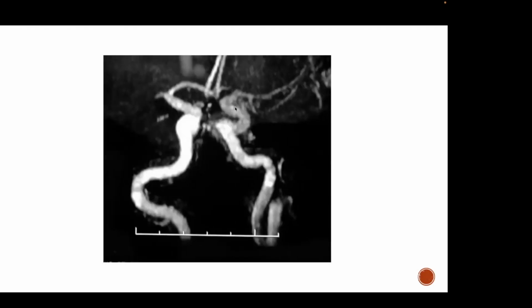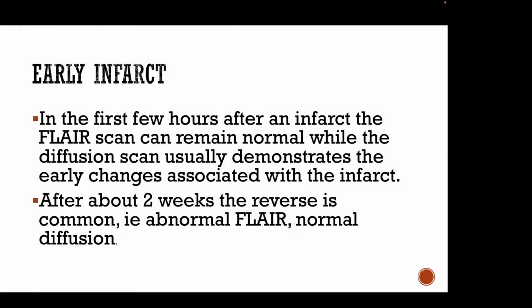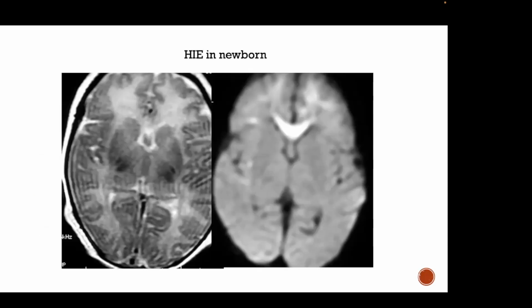Here's the MRA in that patient, and here's the right-sided M1 segment, which you see ends right here. So again, diffusion weighted imaging is the best tool we have for detection of acute infarcts. And on the early scan, we noticed that the infarct can be visible on diffusion, but not visible on FLAIR. Again, we talked about this in a previous session.